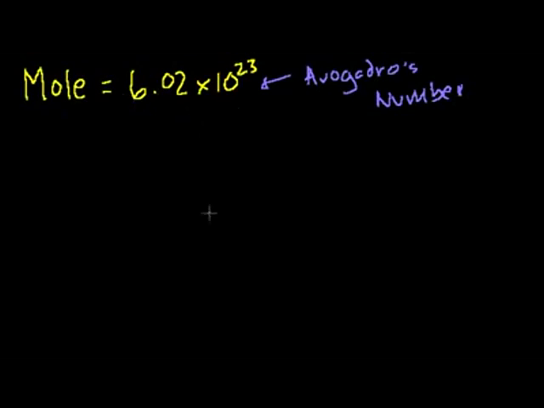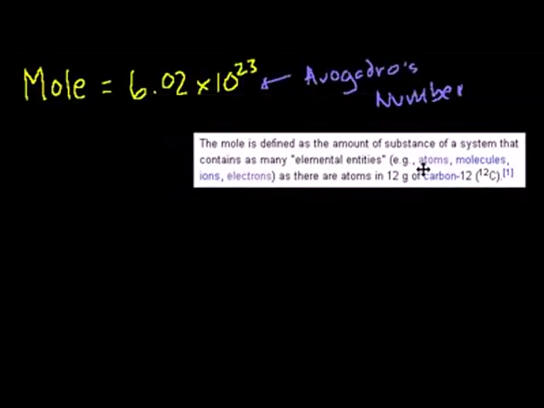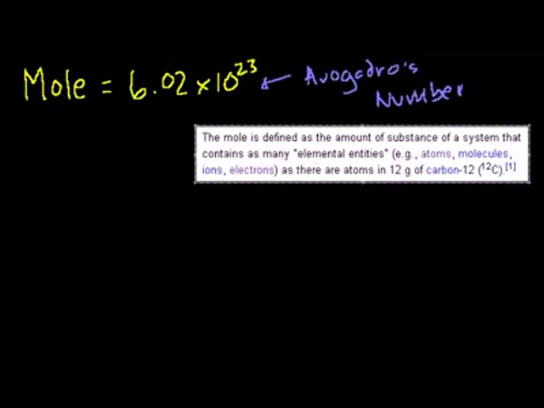There are kind of more Byzantine definitions of a mole. Let me copy and paste it from Wikipedia. This is Wikipedia's definition of a mole. And hopefully at the end of this video you'll see that they're equivalent. But if you're just getting exposed to the concept, this is not an easy concept. They say a mole is defined as the amount of substance of a system that contains as many elemental entities as there are atoms in 12 grams of carbon-12.